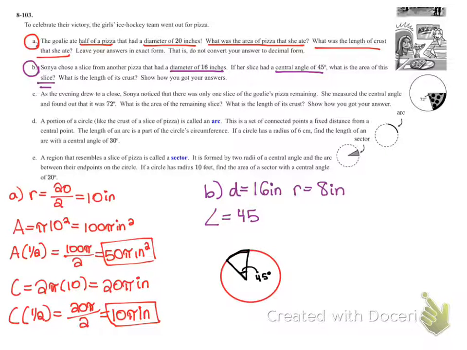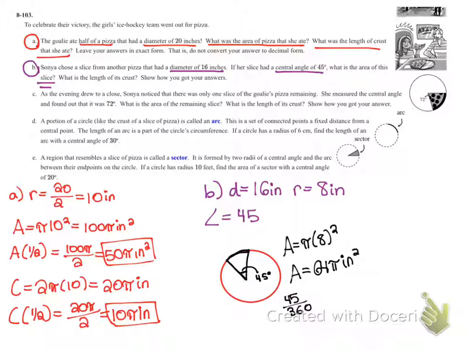Okay, so I'm going to need to start by finding the area of the whole circle. So the area of the whole circle is pi r squared, which is 64 pi. If I can figure out the portion of the circle that 45 degrees takes up, then I know that's the portion of area I want. To do that, I know there's 360 degrees in a circle, so I could do 45 divided by 360 to figure out what that portion is.